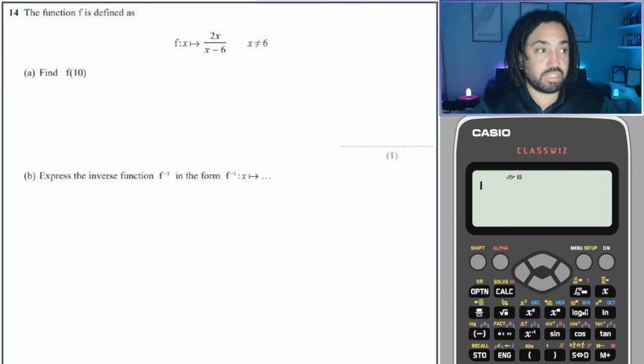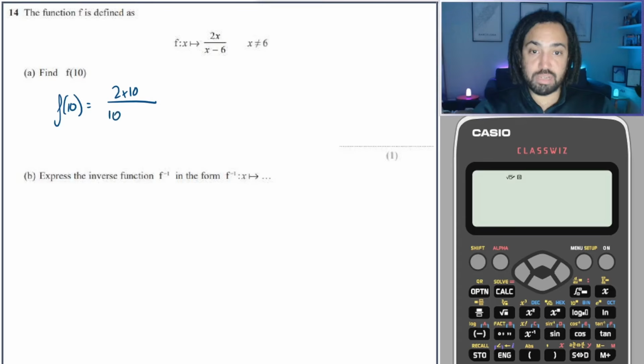Okay, next question, and we have a new function and we're looking for f of 10. So to find f of 10, I need to substitute 10 into the function. So it's 2 times 10 over 10 minus 6, which is 20 over 4, which is 5. And next I need to find the inverse function.